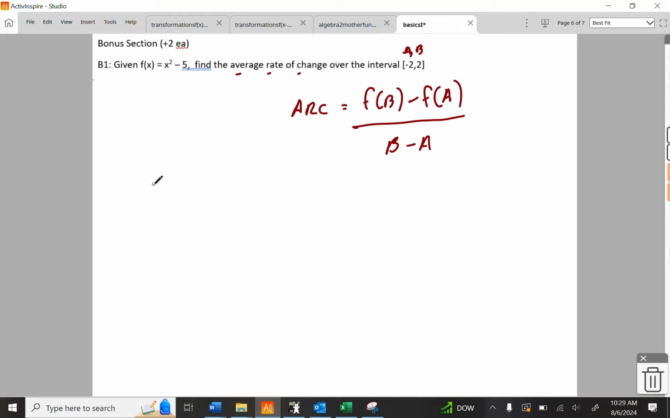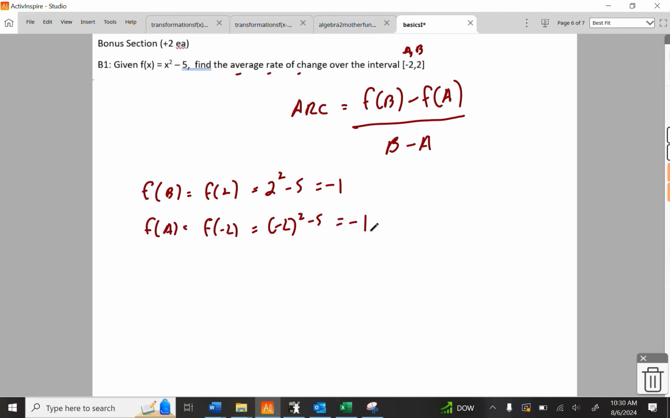And then you go off to the side and you find out what they are. So if I want to find f of b, I'm actually going to find f of 2. If I want to find f of 2, I'm going to let that x be a 2. Now, 2 squared is 4. 4 minus 5 is negative 1. To find f of a, well, I plug in a negative 2. It's f of a negative 2. Now, when you're plugging in a negative, you wrap it. And you get the same exact answer, because a negative 2 squared is a positive 4, and a positive 4 minus 5 is a negative 1.